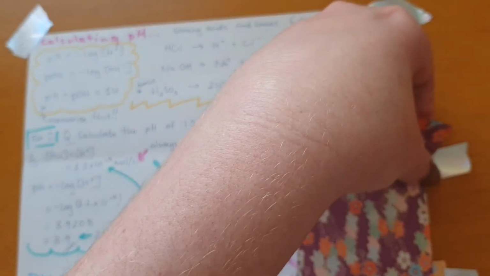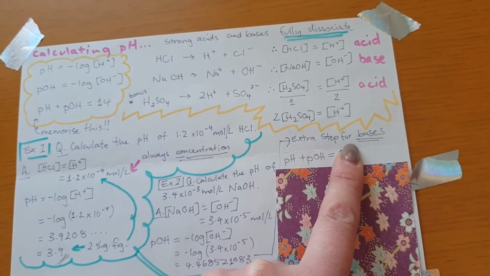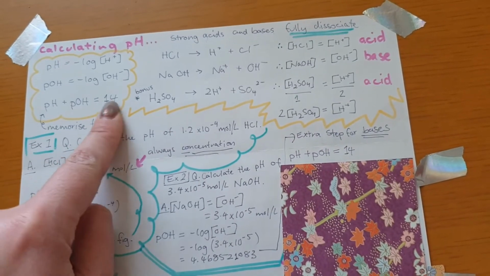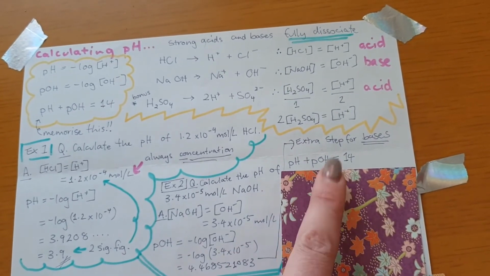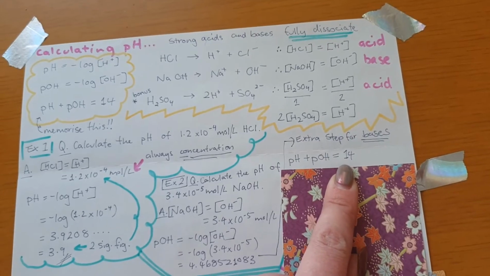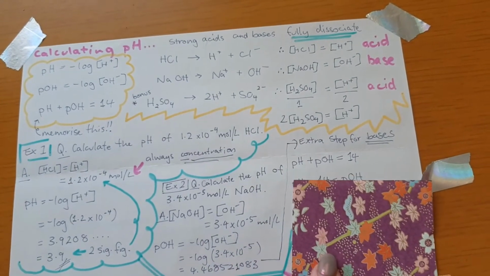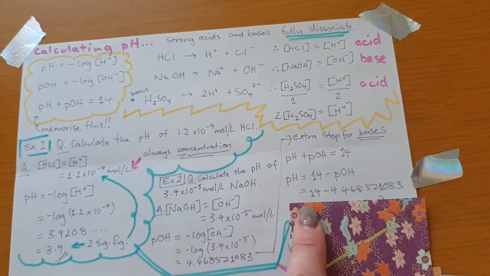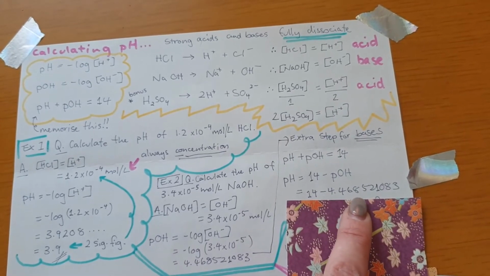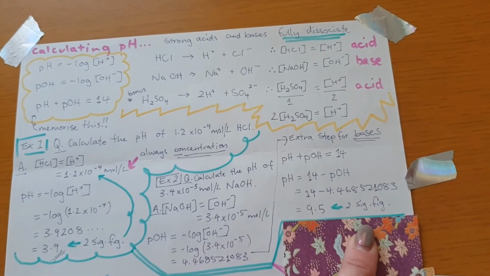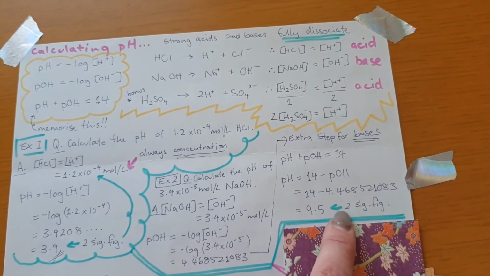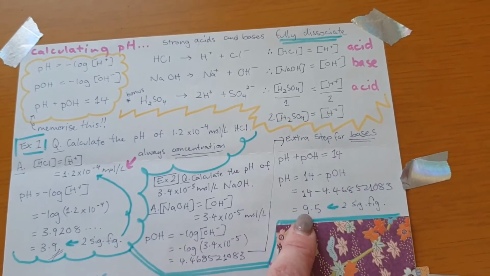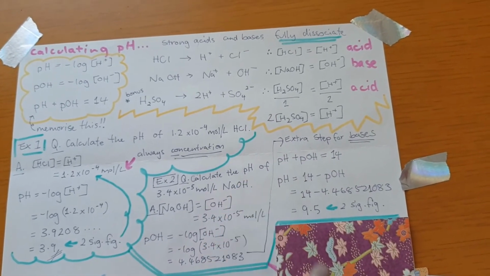All right, we've got an extra step for bases, and that's using this relationship here. Remember, you need to memorize this relationship: pH plus pOH equals 14. So we know the pOH from before. We calculated this. So here is the rearranging. pH equals 14 minus pOH. So 14 minus 4.468599999. And our answer to two significant figures is 9.5. And that makes sense because this number is bigger than 7, and we know we started with a base.